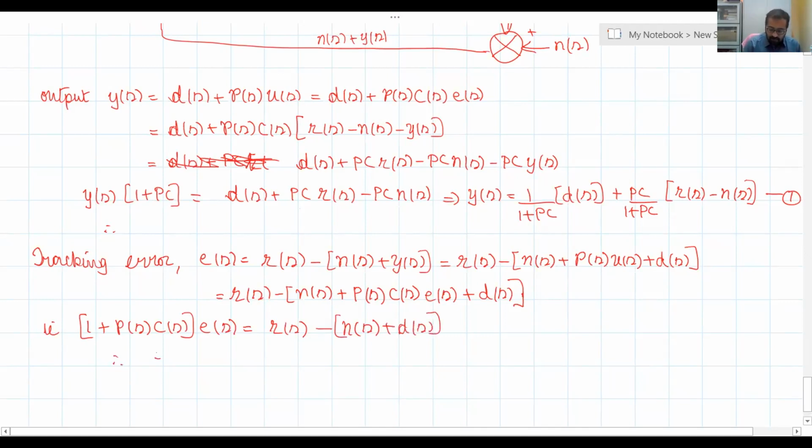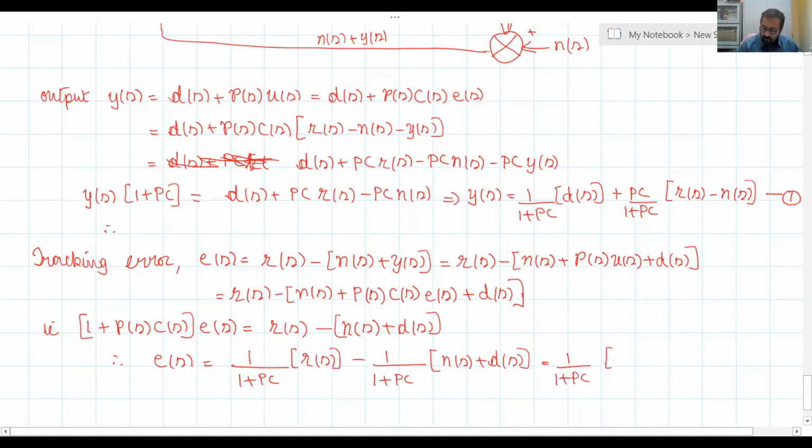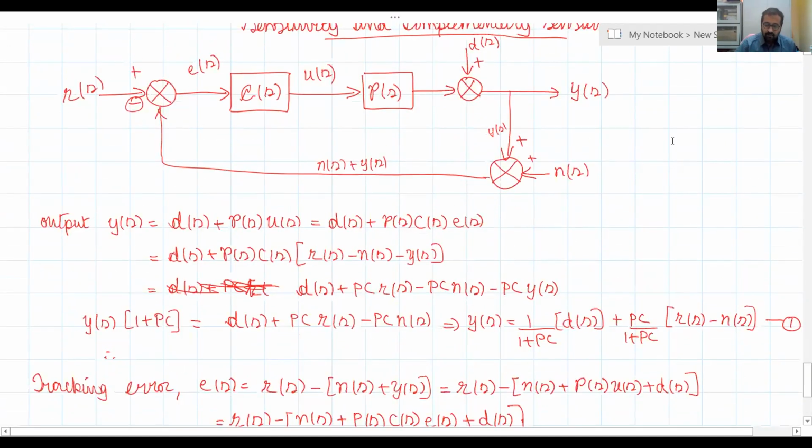So what will be E of S? The error signal E of S will be nothing but 1 by 1 plus PC into R of S minus 1 by 1 plus PC into N of S plus D of S. Or in one shot, I can write 1 by 1 plus PC into what? R of S minus N of S minus D of S. This is equation 2. Fine. What was this? This was the tracking error E of S.